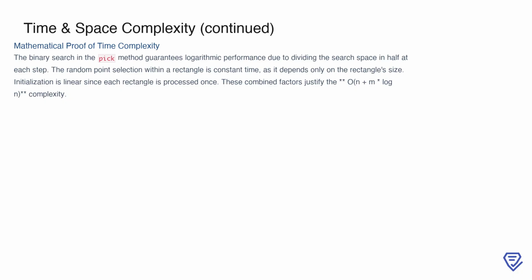Random point selection within a rectangle is a constant time operation, as it relies only on the dimensions of the chosen rectangle. Meanwhile, the initialization step processes each rectangle exactly once, resulting in linear time complexity. Combining these factors, we can confidently conclude that the overall time complexity of the solution is O(n + m * log n), where n represents the number of rectangles and m is the number of pick calls.